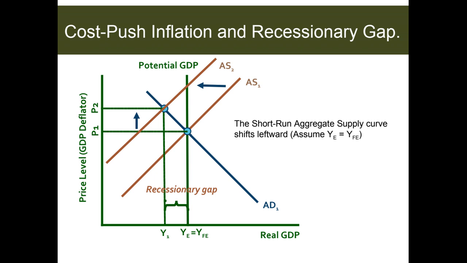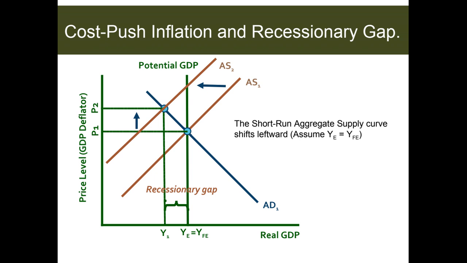So when I shift the aggregate supply curve to the left from AS1 to AS2, notice what is happening. The actual GDP, that is equilibrium GDP, is decreasing from YE to Y1. So this Y1 is definitely less than the full employment level of real GDP. So we have a recessionary gap. So we have unemployment in the country because of the shift in the aggregate supply curve.